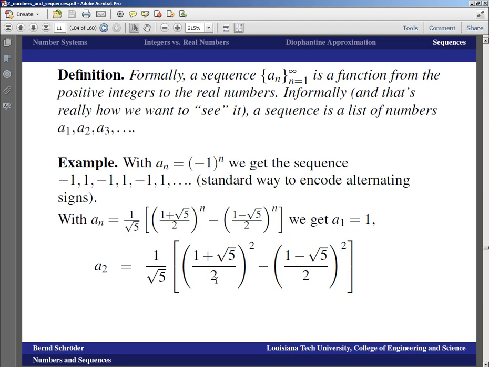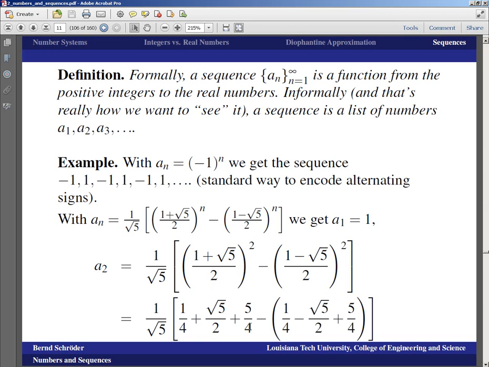Now a2, I'm just showing you how to plug in numbers into a function, but let's see where that goes. a2 would be 1 over root 5 times this quantity squared minus this other quantity squared. We get 1/2 squared, which is 1/4. We get 2 times 1/2 times root 5 over 2, so that would be just root 5 over 2. And then we get root 5 over 2 quantity squared, which is 5/4, minus 1/2 squared, which is a quarter, 2 times 1/2 times negative root 5 over 2, which ends up being negative root 5 over 2, and negative root 5 over 2 quantity squared, which is 5/4.